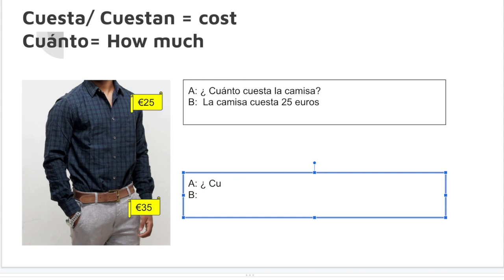¿Cuánto cuestan los pantalones? And the person is going to say, los pantalones cuestan, because I'm talking about the items, 35 euros. Ok, muy bien.